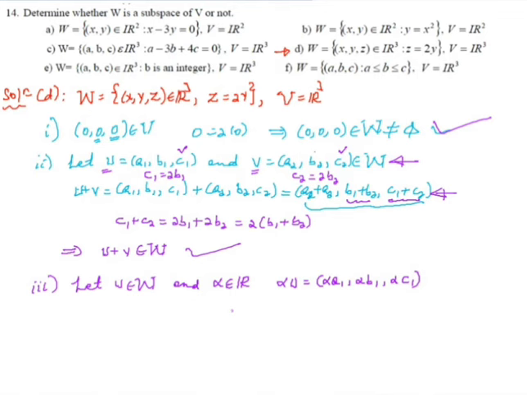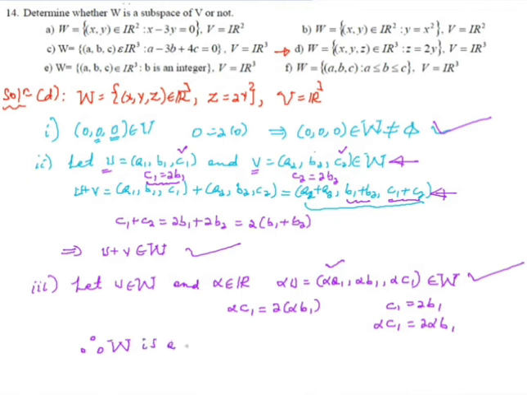This can be an element of w only when alpha times c1 equals 2 times alpha times b1. As we know here, c1 is 2 times b1, so multiplying both sides by alpha, alpha times c1 is 2 times alpha times b1. So this is also satisfied, this is also an element of w. Therefore the third property is also satisfied. So this w is a subspace of v which is R3. Therefore w is a subspace.